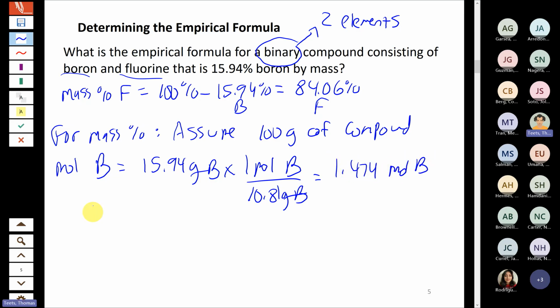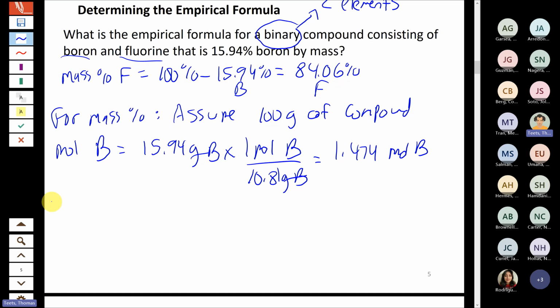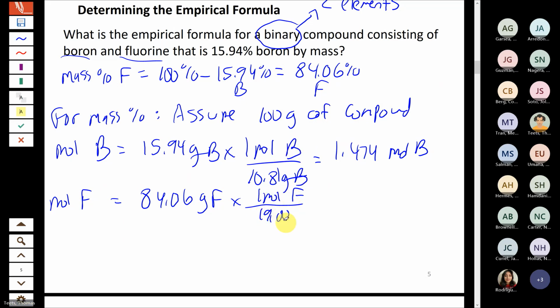So we have 1.474 moles of boron, and then for fluorine, we're still assuming we have 100 grams of the compound, so the mass of fluorine in 100 grams is 84.06. We looked up the atomic mass of that one to be 19.00. So we get 4.424.